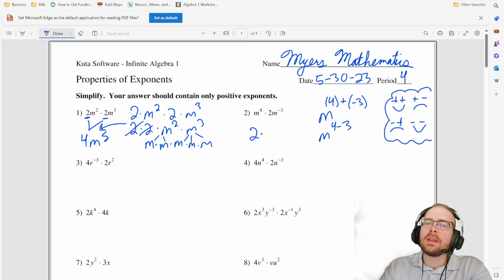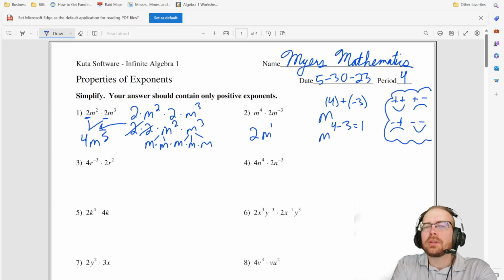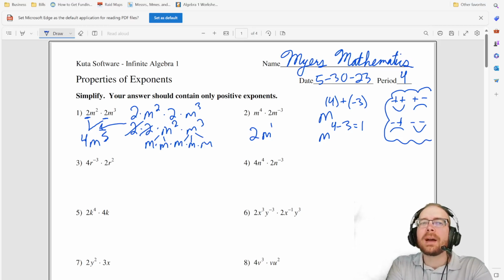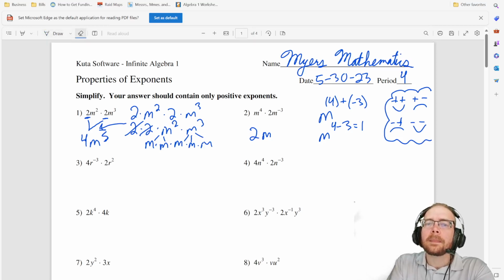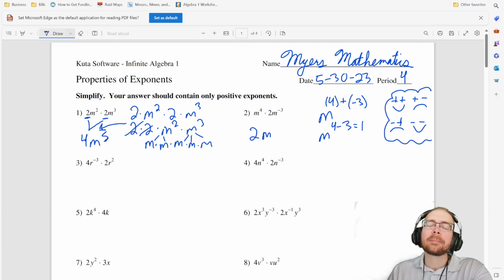So this is going to be m to the first power, which at that point you wouldn't write the 1 because you don't need to, because that's kind of the assumption: if it's m to the first power, that's just m. So typically you don't write it. Some teachers will count you off if you leave it there. Other teachers will not, because it is the same thing. It's not like you got the wrong answer. You just maybe didn't simplify all the way. Maybe it's not considered simplifying all the way.